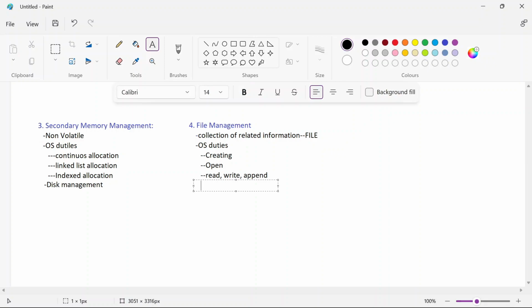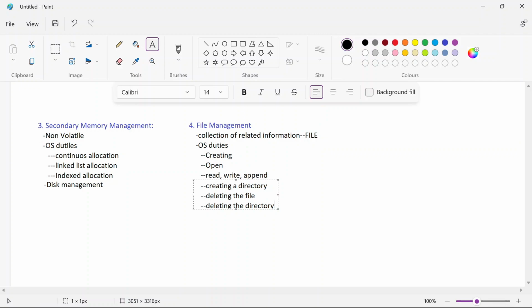And then it has to take care of other things like directories. If you want to create directories, where more than one file will be grouped together, for creating that, creating a directory. And once your work is done, if you want to delete the file, deleting the file. And if you want to delete the directory also, that also needs to be taken care of by the OS, deleting the directory. All these works are taken care of by the operating system as part of file management.